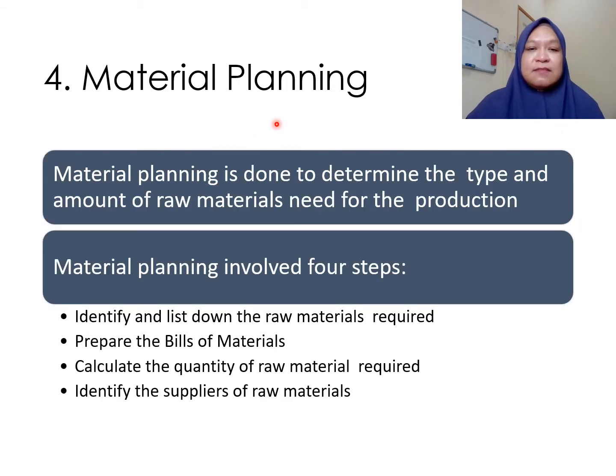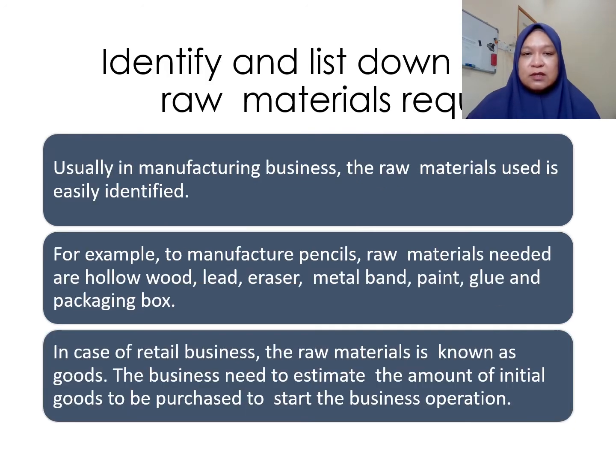Next is the material planning. Material planning is done to determine the type and amount of raw materials needed for the production. It involves 4 steps. We need to identify and list down the raw materials, and then we prepare the bills of materials, calculate the quantity of raw materials required, and also identify the suppliers for all the raw materials.